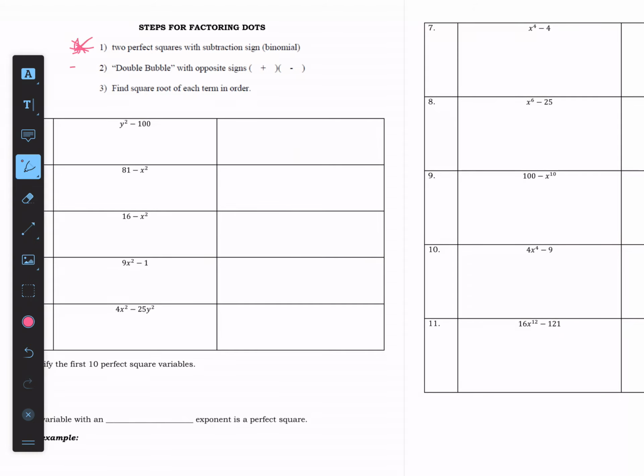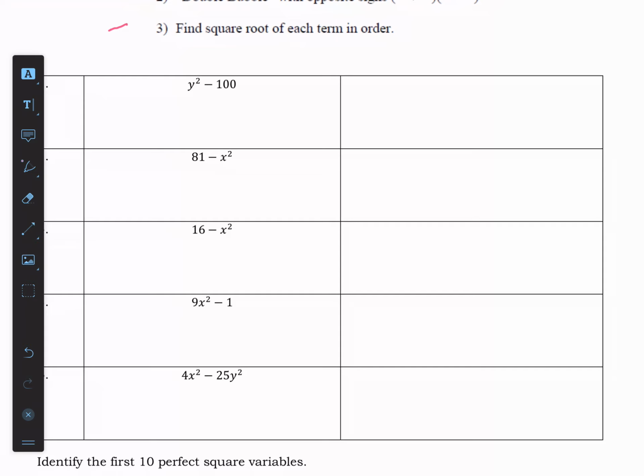So on the next page, I started off at the top by listing the steps for factoring difference of 2 squares. So you want to see, is it 2 perfect squares with subtraction? That's supposed to be a little asterisk. Then you do your double bubble, you find the square root of each one, and then just one is plus, one is minus, okay? So let's take a look at number 2.